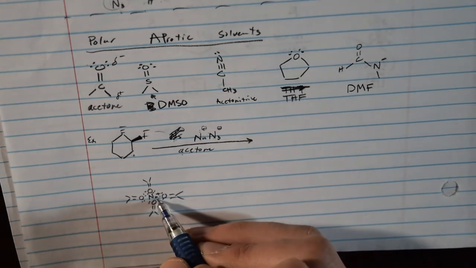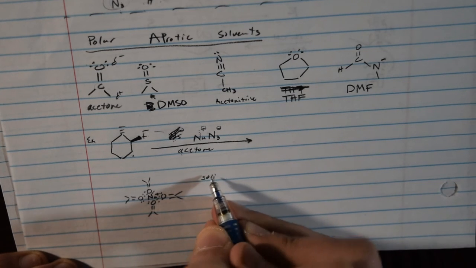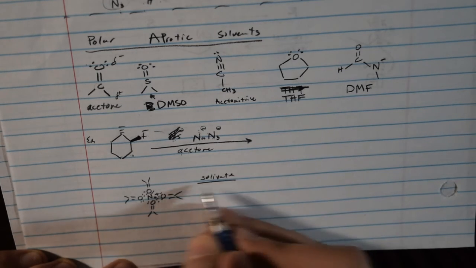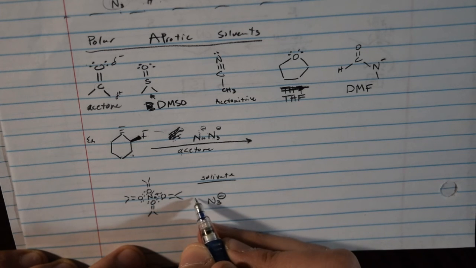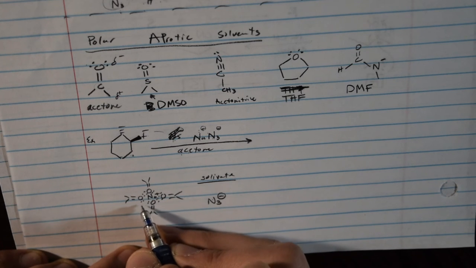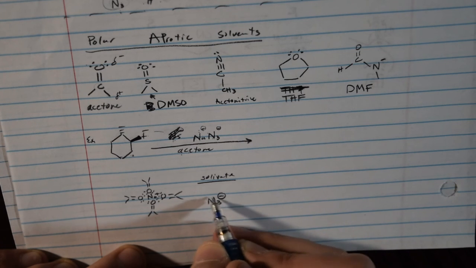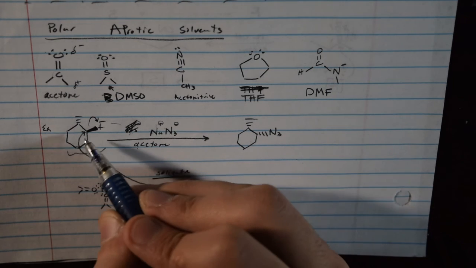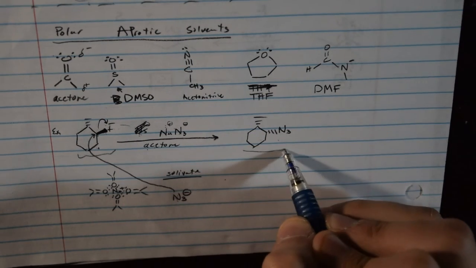So it will strongly attach to the sodium and solvate the sodium. However, the azide is more free to move in solution. It's slightly solvated, but not as much as the sodium. So it will leave the azide ion free to flow around. It will be a lot more freely moving and do a backside attack on the iodine and pop it off, and you get this as our final product.